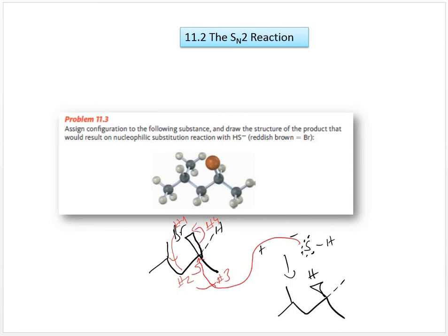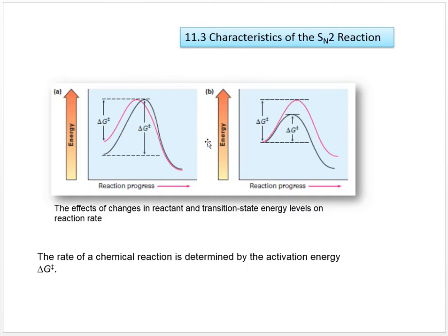So we have to show this product. So here we should have SH plus Br minus. So what's going to be the configuration of this product? Since we started with an S, it has to be R configuration. You can test it. Okay, let's move to the characteristics of SN2 reactions. Well, characteristics of SN2 reactions are related to the rate of SN2 reaction, how fast or how slow a reaction is.